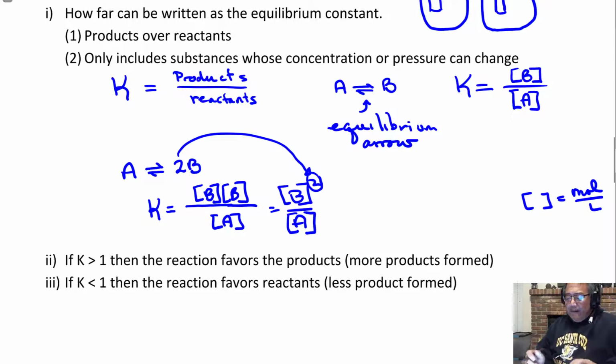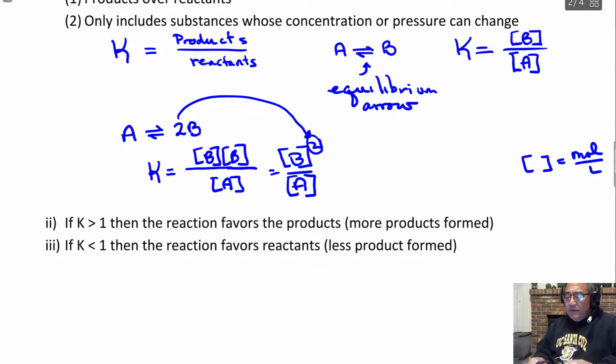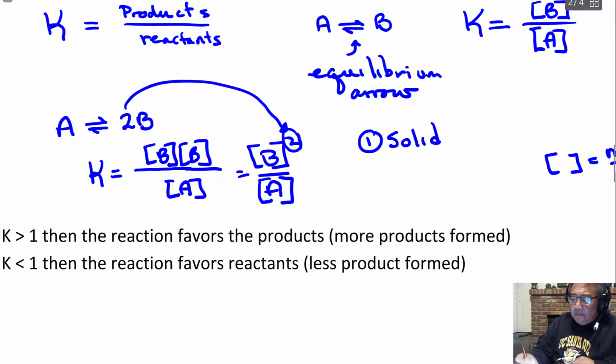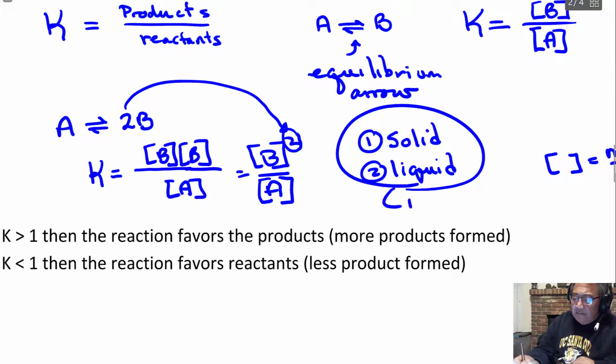A couple of things that are important to recognize: you only include things in the equilibrium constant if they're changing. If the concentration doesn't change, then you don't have to include it. So it turns out there are only two kinds of things that we don't include. One is if it says solid or if it says liquid. These we leave out.